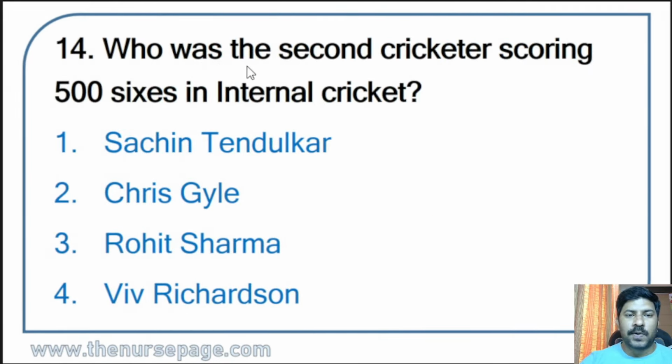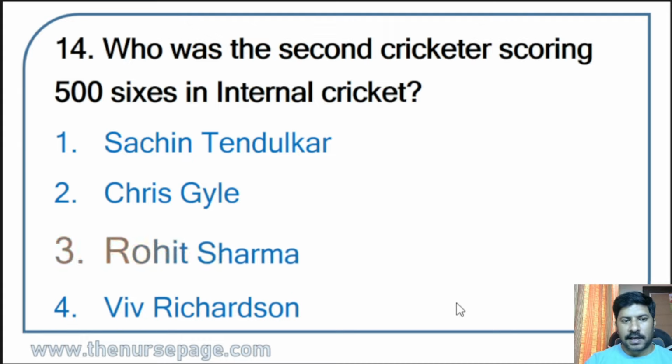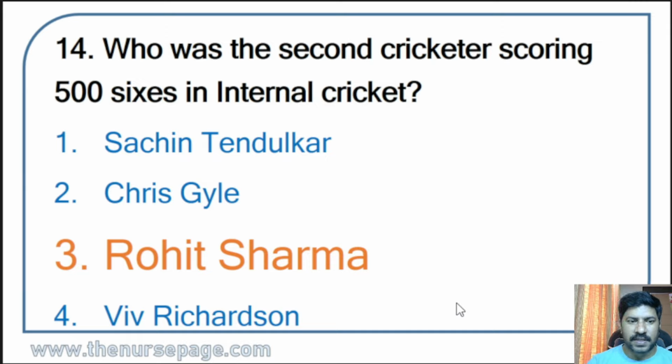14th question. Who was the second cricketer to score 500 sixes in international cricket? Sachin Tendulkar, Chris Gayle, Rohit Sharma, Viv Richards. Correct answer is Rohit Sharma. The first cricketer to reach 500 sixes in international cricket was Chris Gayle. Rohit Sharma is in second position.